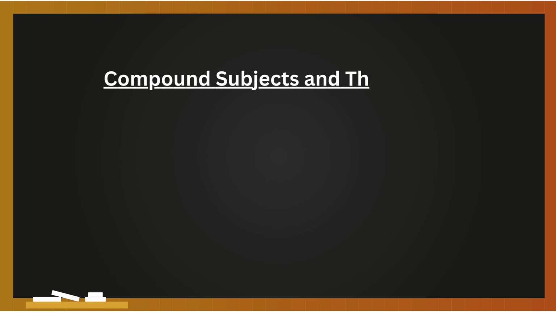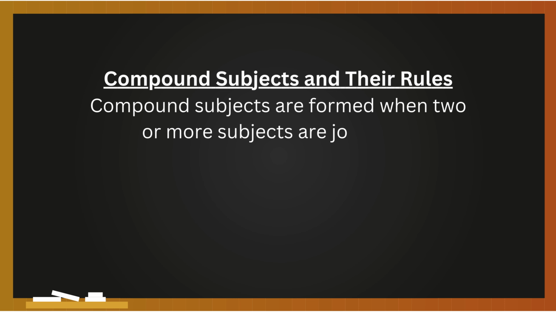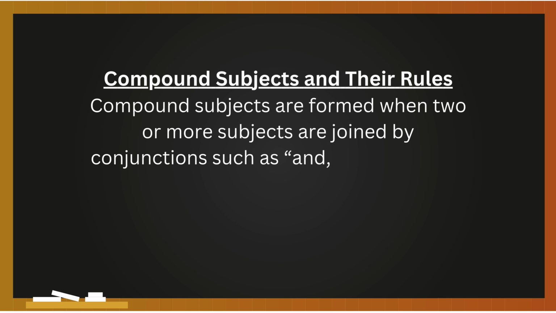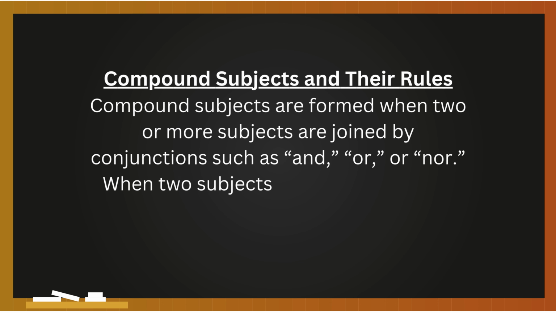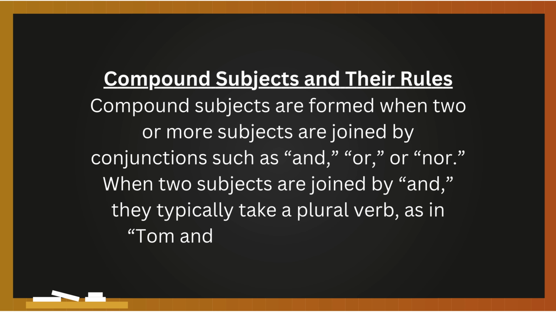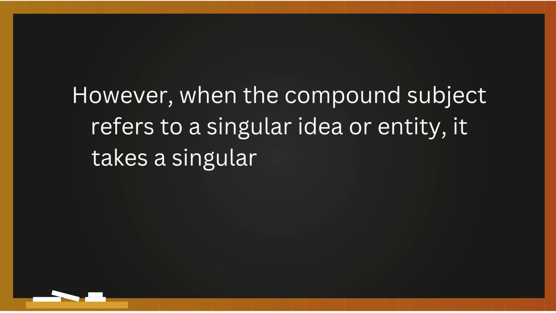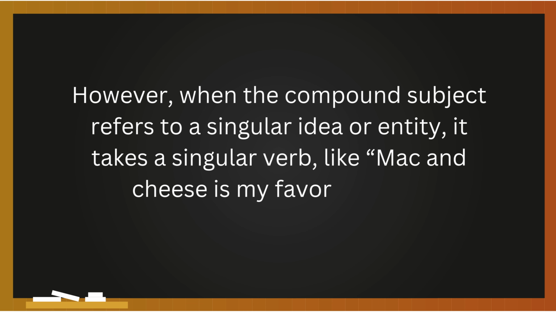Compound subjects and their rules. Compound subjects are formed when two or more subjects are joined by conjunctions such as and, or, nor. When two subjects are joined by and, they typically take a plural verb, as in "Tom and Jerry are best friends." However, when the compound subject refers to a singular idea or entity, it takes a singular verb, like "mac and cheese is my favorite dish."